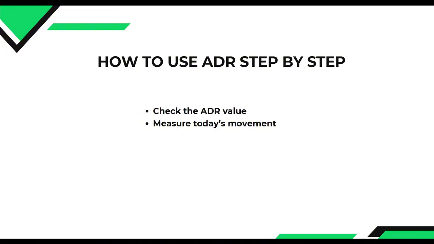Now, how do you use the average daily range? Number one is to check the ADR value, and number two is to measure today's movement. Let's say the ADR of the currency pair you are trading is 100 pips. Now, you measure how much price has already moved for that particular day. If the price has already moved, let's say 70 to 90% of the ADR, be very careful entering new trades on that currency pair. The best setups happen when only 30 to 50% of the ADR of that currency pair has been used, and price is at a key level, like a support or resistance level.